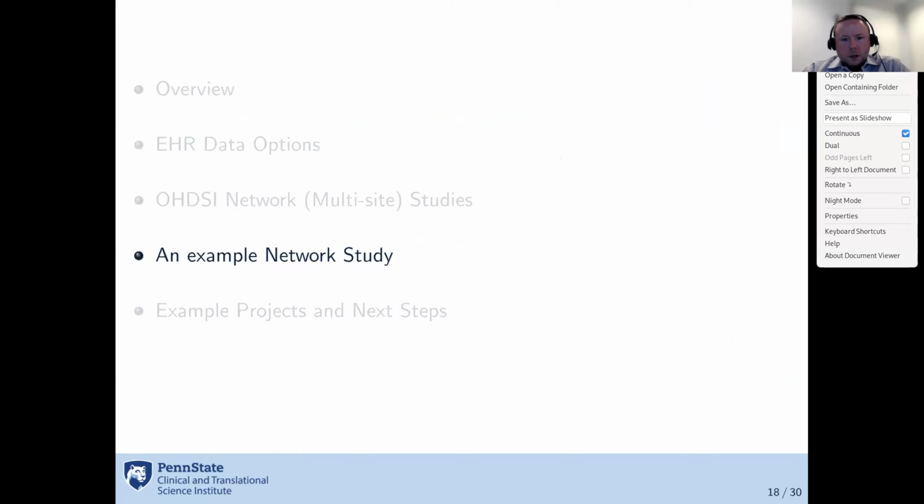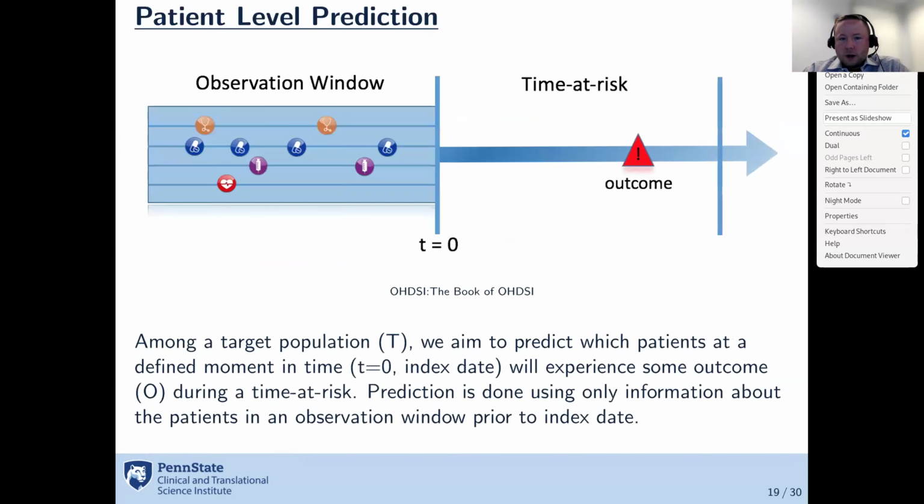Yeah. So now I'm going to jump into one of those network studies that already exists within the OHDSI network. This is just to give you a high level view from clinical question to what this looks like within the OHDSI collaborative. So this is a patient level prediction problem. It is formulated as follows.